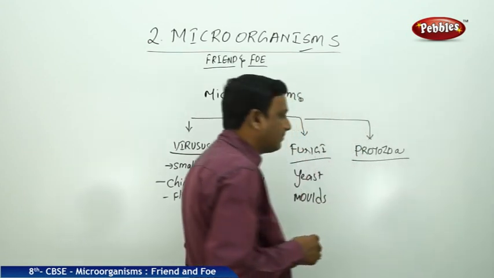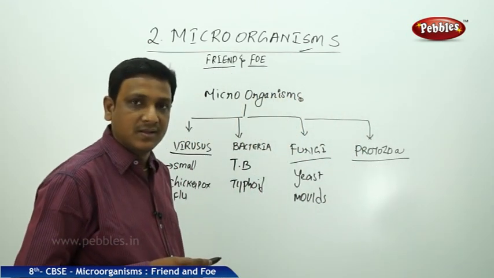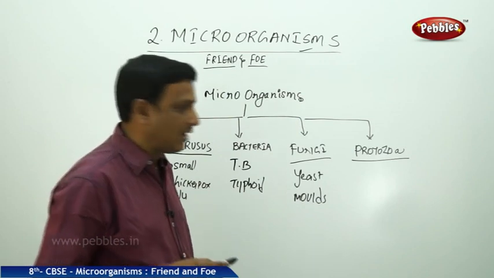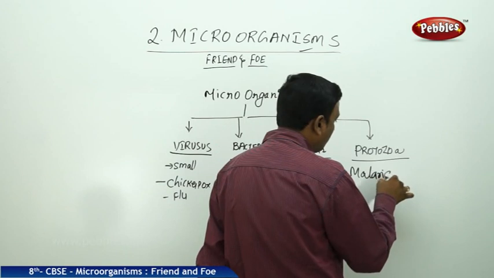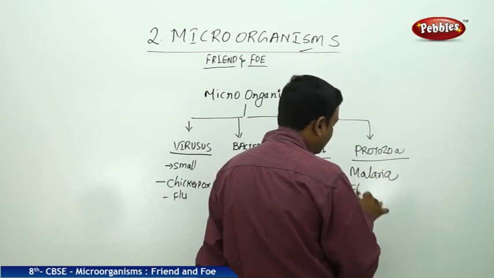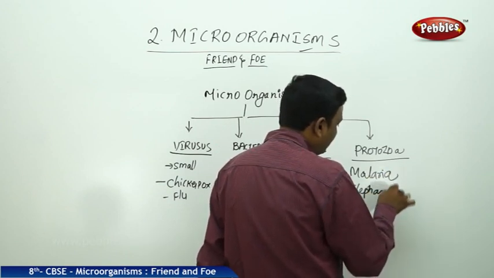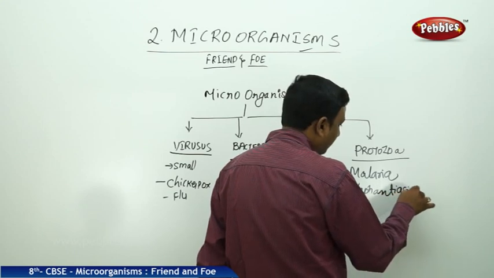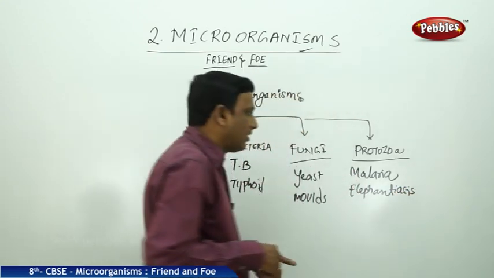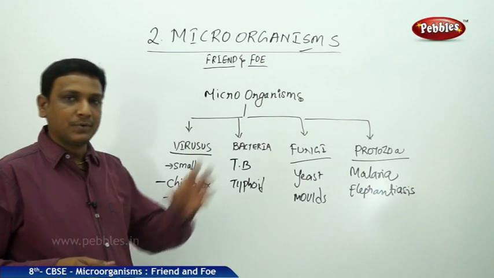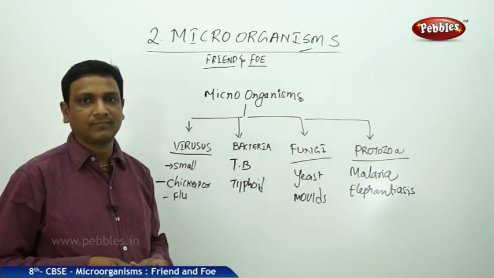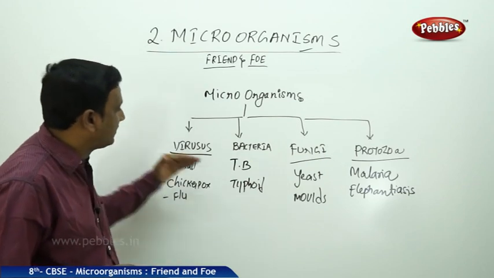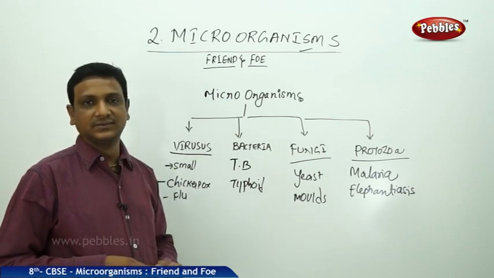Now see the protozoa. Protozoans are microorganisms that also cause diseases. They cause diseases like malaria. Malaria is caused by a protozoan, and elephantiasis is caused by a protozoan. So they cause different diseases. Protozoans are much bigger compared to bacteria. So these are the different microorganisms.